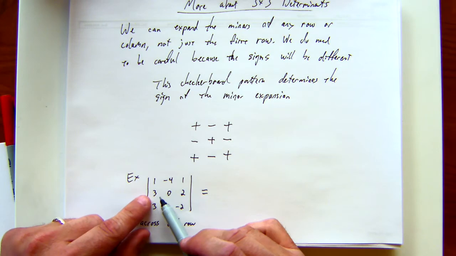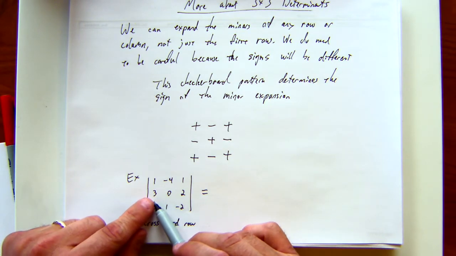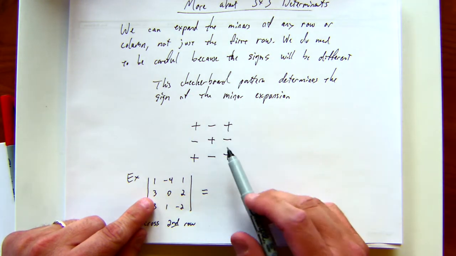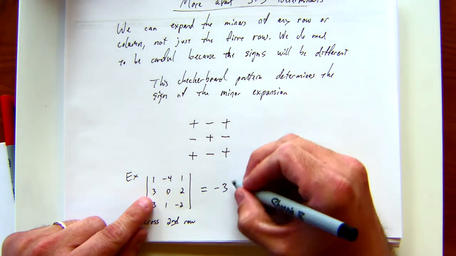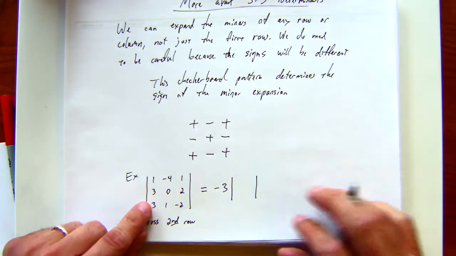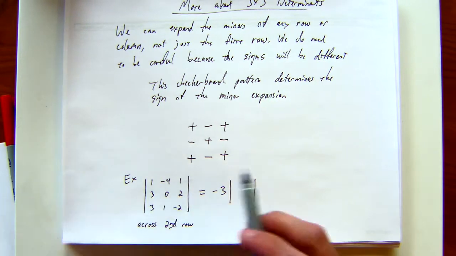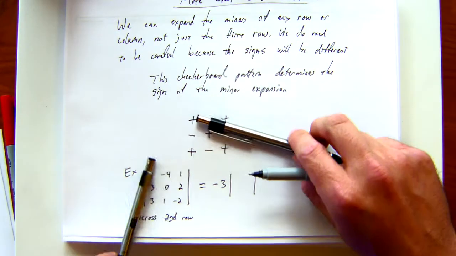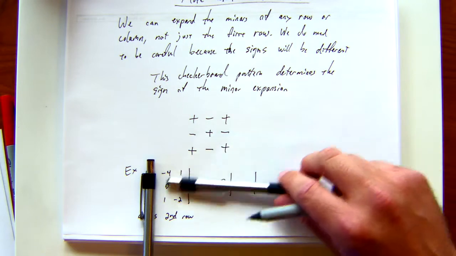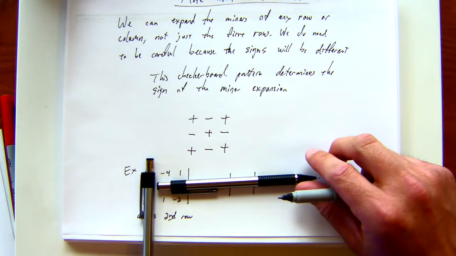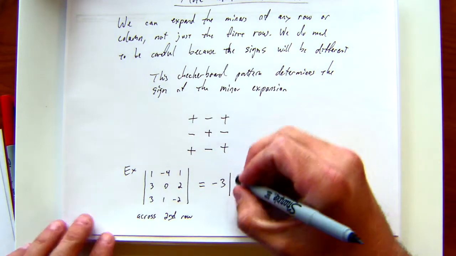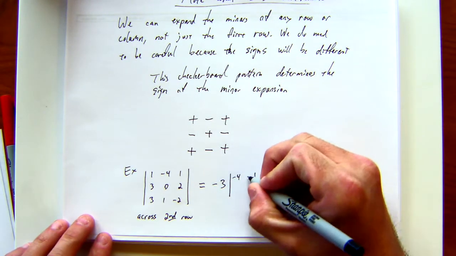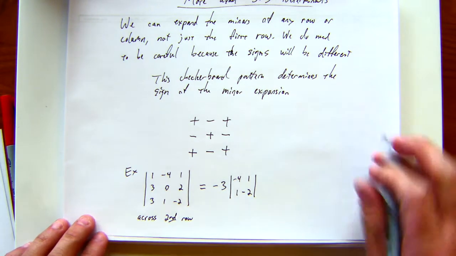So I look at my first element, which is a 3. But what is the sign that is supposed to go with that according to our checkerboard pattern? So this needs to be a negative 3 times, now what's the minor for this 3? Again, we do that little trick. We cover up the row and the column it is in, and what do we have left? Negative 4, 1, and then 1, negative 2.